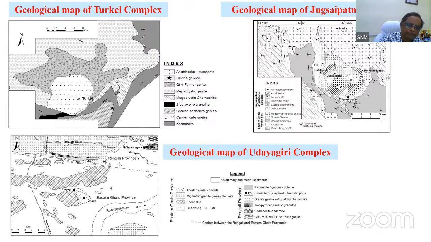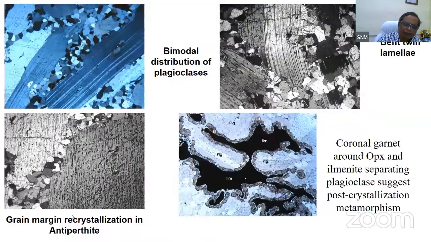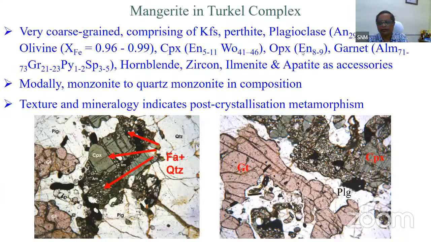They have also suffered metamorphism. So the grain margin recrystallization is always there. Some metamorphic reactions leading to formation of coronal garnet are also noticed. Deformation has also led to the band twinnings in the lamellae. So such kind of things are very common in the anorthositic rocks of massive type anorthositic rocks.